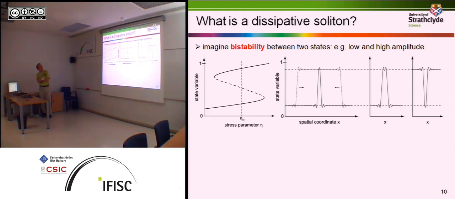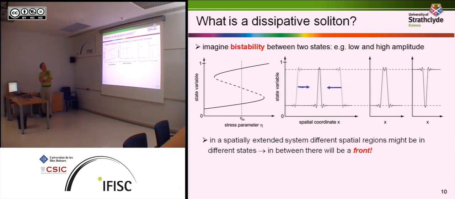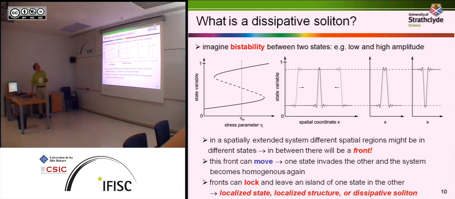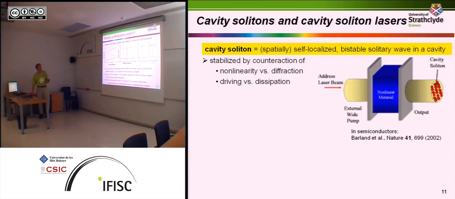be in the upper state, part of it can be in the lower state. In between, there's necessarily a front. These fronts can move, and sometimes they lock together to form this localized state or dissipative soliton, whatever you want to call it. So these two approaches, one more for the optics guys, one more for the guys coming from pattern formation.